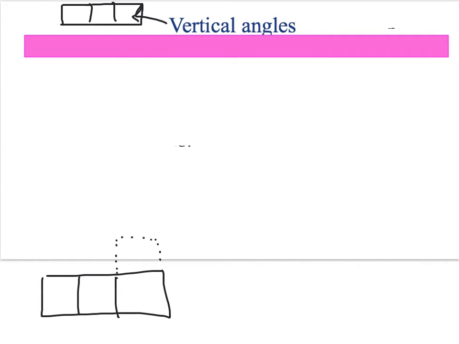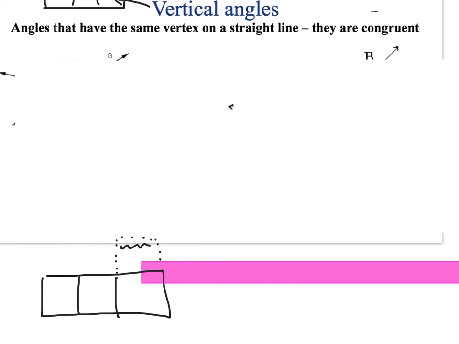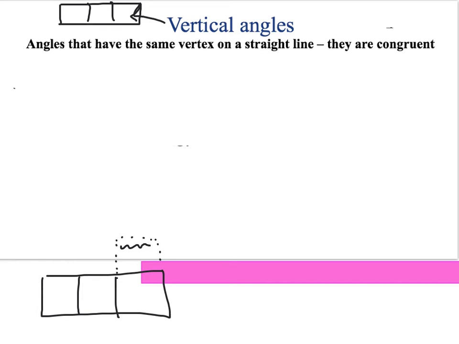And just like we've been doing, we're going to write the definition at the very top. Vertical angles are angles that have the same vertex on a straight line. They are congruent. And the word congruent, if you remember, is equal. So press pause and write this definition at the very top of this foldable tab.